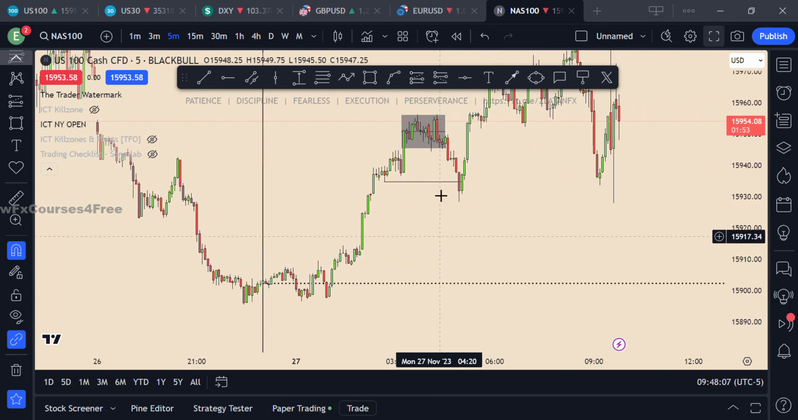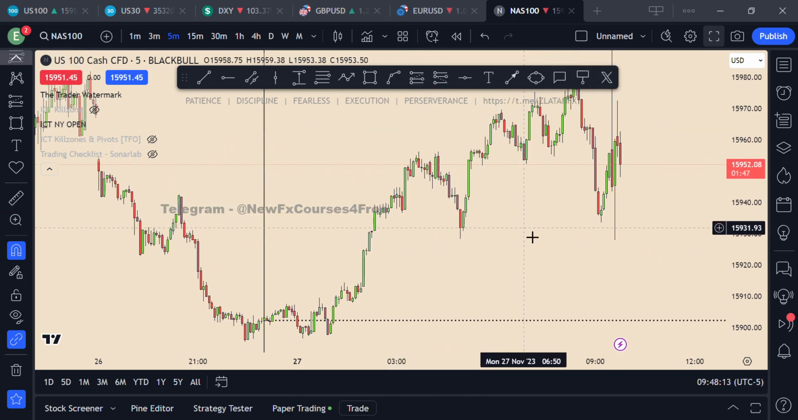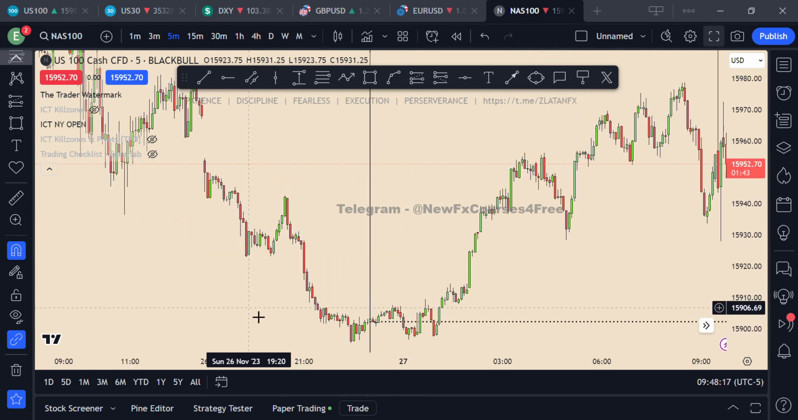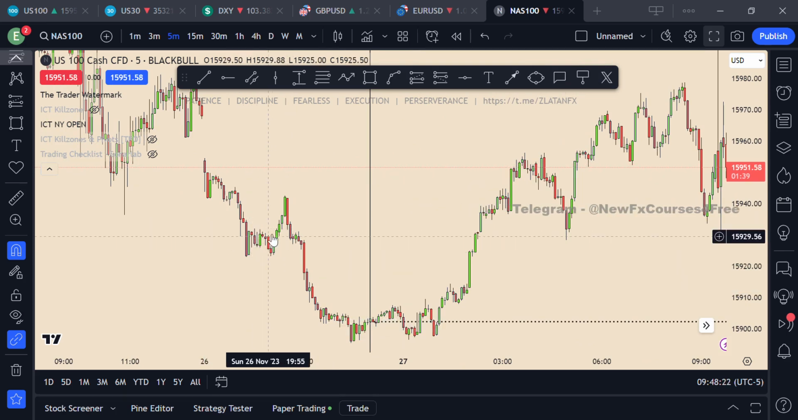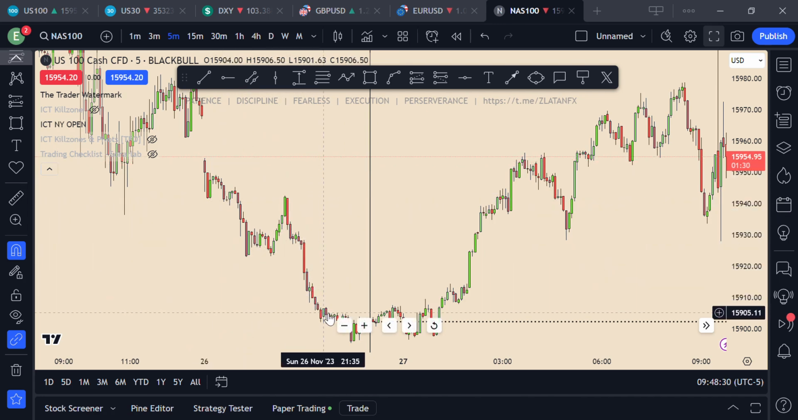Let's look out for another example. Now this pattern or this model has to do with the right time of the day. The timing I gave you guys is very vital. You want to see these things at those timings. Now look at this little accumulation. This was inside an Asian session. Accumulation, manipulation into here, this order block right here, and we distributed below it.